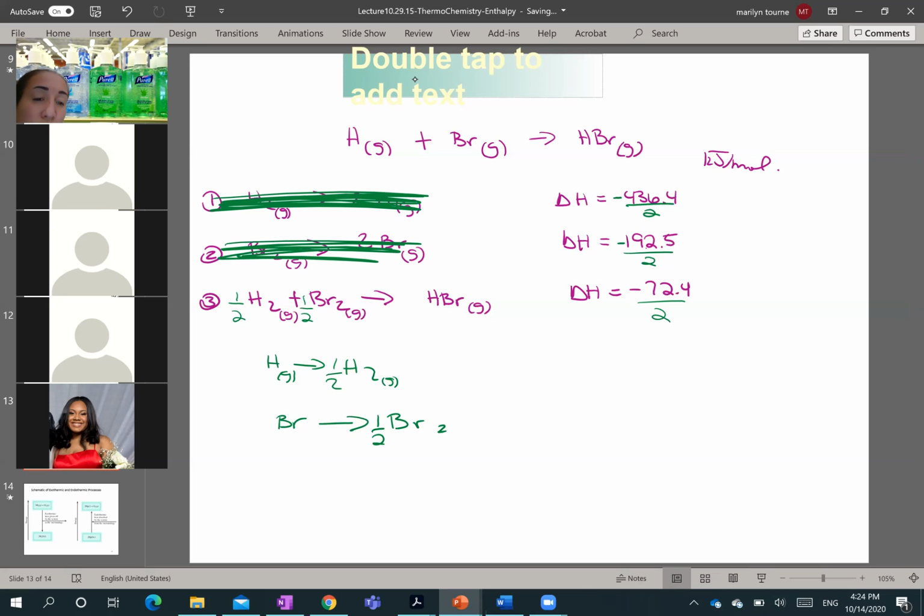Okay, so tell me what I can cancel first. You can cancel the 1/2 H2 on the right side and on the left side. And you can cancel the 1/2 BR2 on the right side and on the left side. Okay. And you should be left with HBR, HBR. Fantastic. That is how you do it.